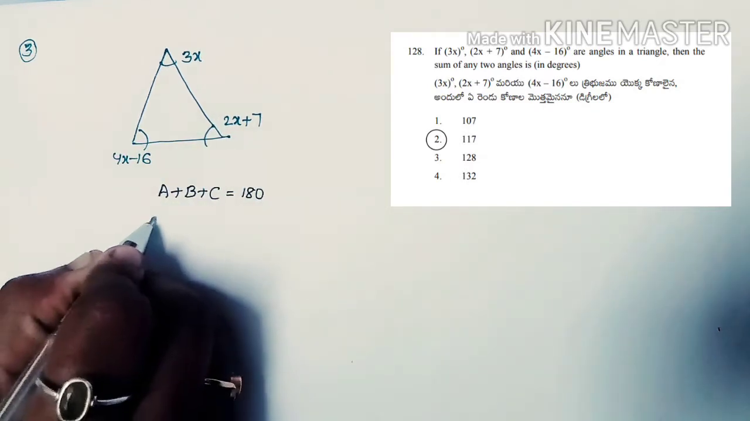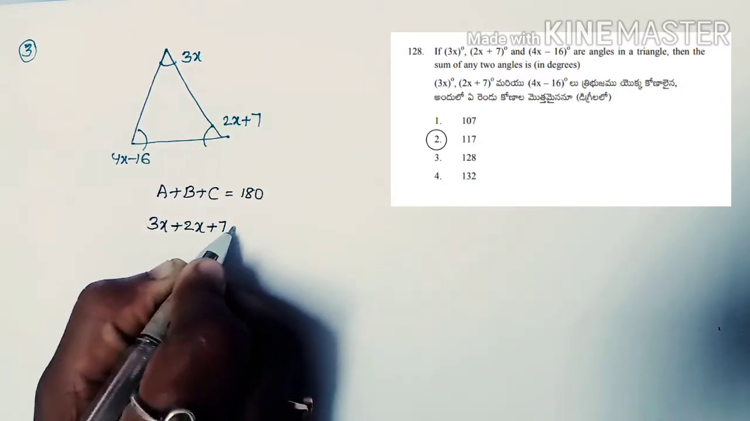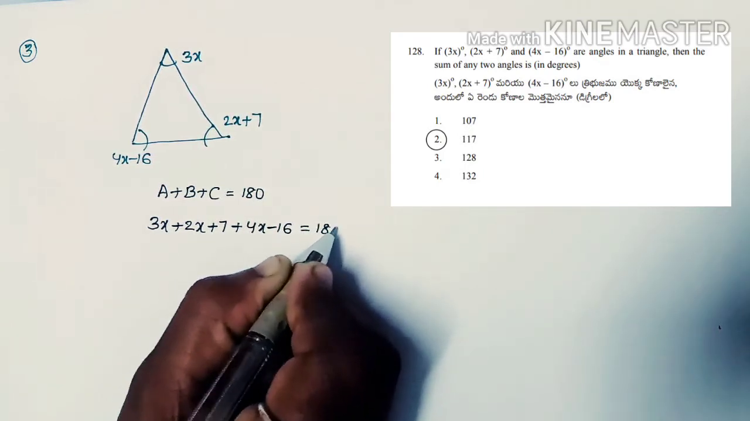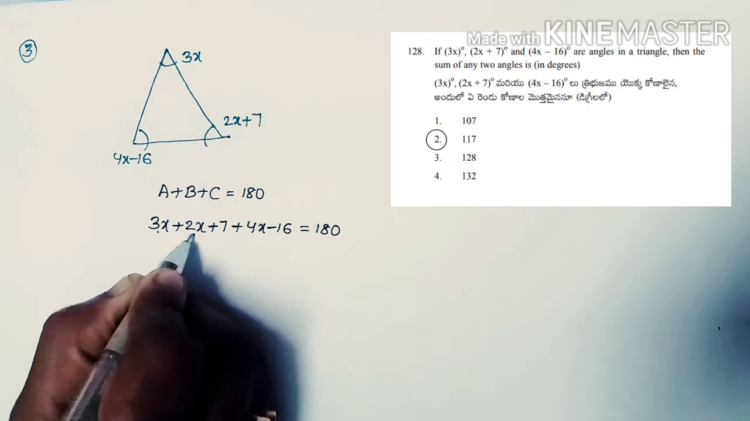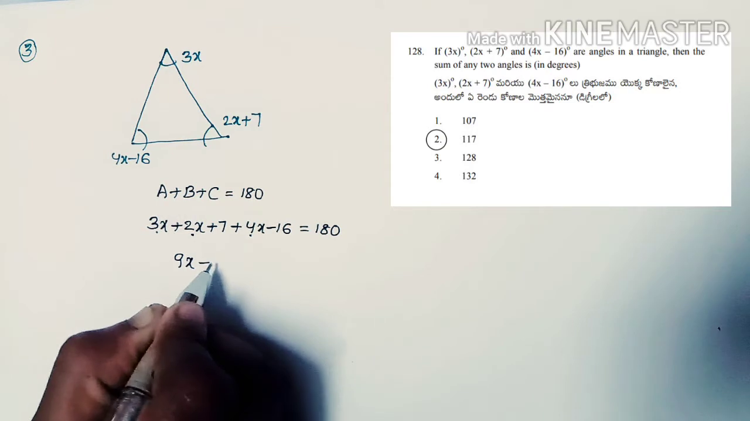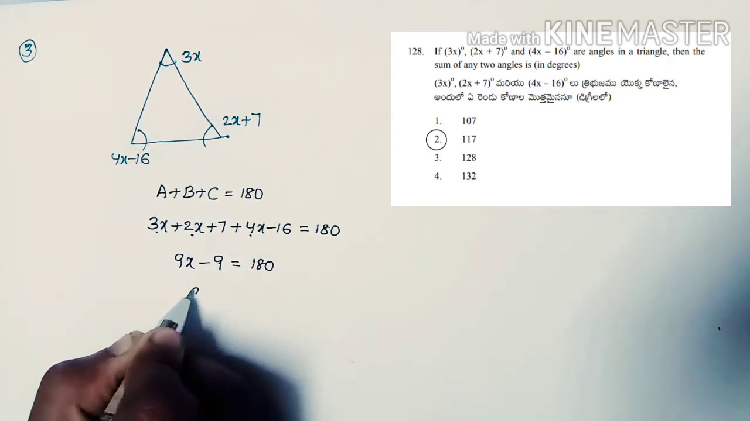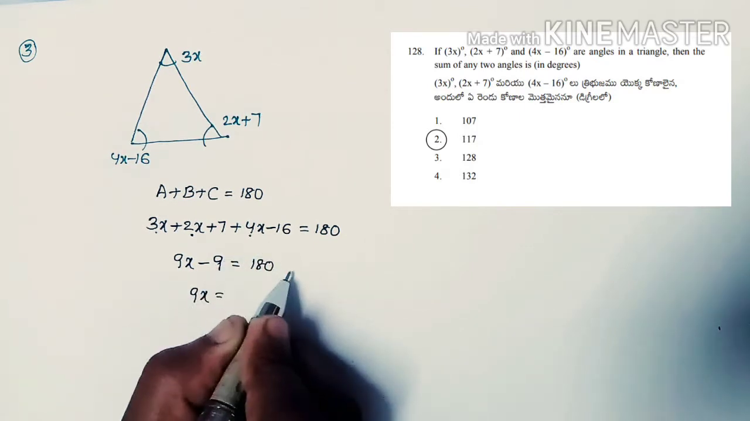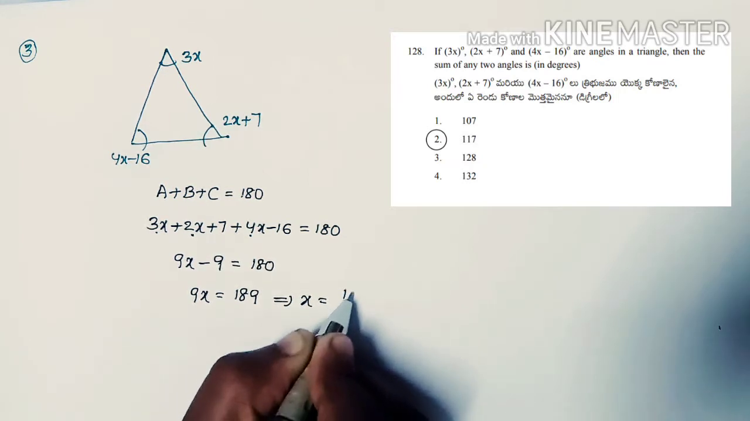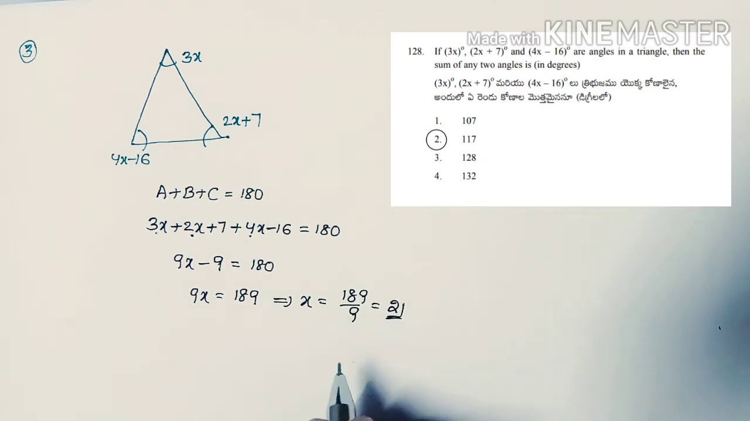Now what are the angles? The first angle is equal to 3x, the second angle is equal to 2x plus 7, and the third angle is equal to 4x minus 16, and the sum is equal to 180. 3x plus 2x is 5x, plus 4x is 9x; 7 minus 16 is minus 9. So 9x minus 9 is equal to 180. That is, 9x is equal to 180 plus 9, which is 189. Then the value of x is equal to 189 by 9, which is 21.